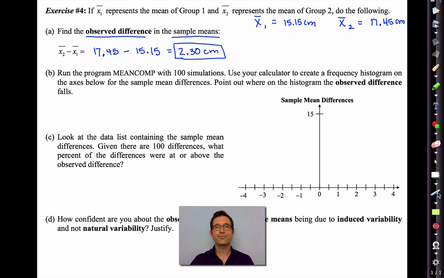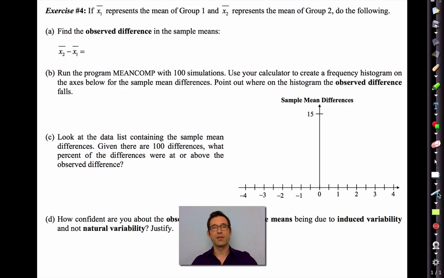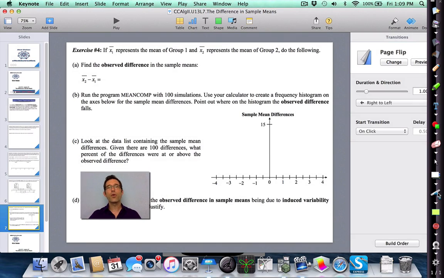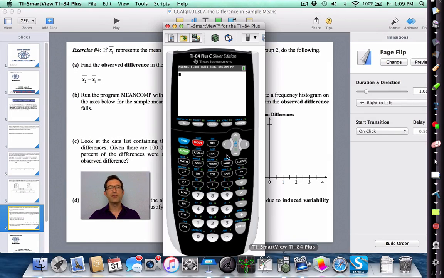But let's run the simulation. Now, in order to run this simulation, I have to have the data already in my calculator, and it's in there. It doesn't have to be in ascending order or anything like that, but all the data is in there. And now I'm going to go into my program, and I'm going to use what's called mean compare. All right?